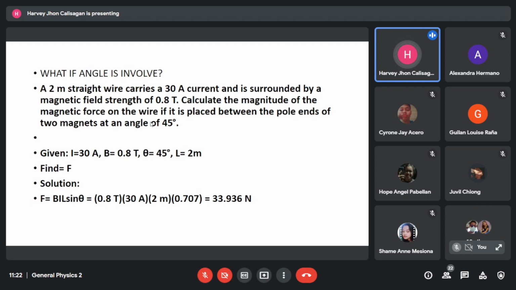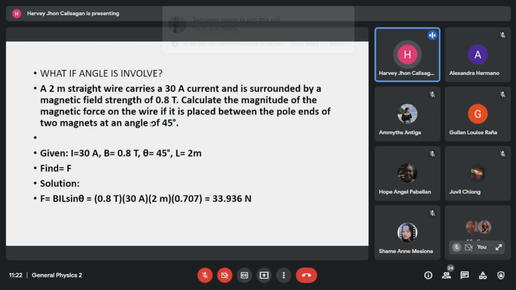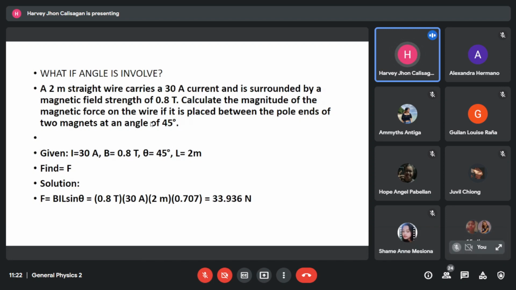Calculate the magnitude of the magnetic force on the wire if it is placed between the pole ends of two magnets at an angle of 45 degrees. Okay, so what will be your answer here? Using the formula, F is equal to BIL times the sine theta. The only thing that was added here is the sine theta.